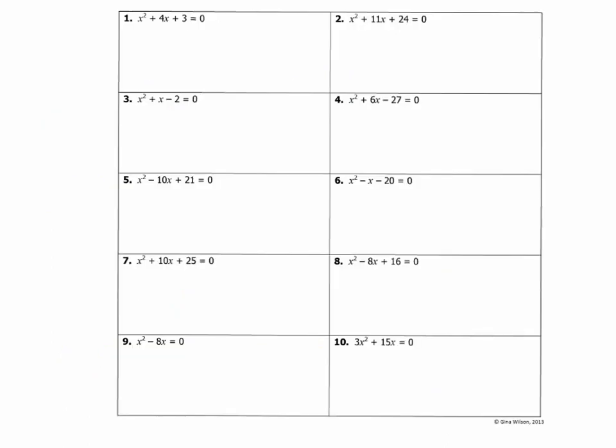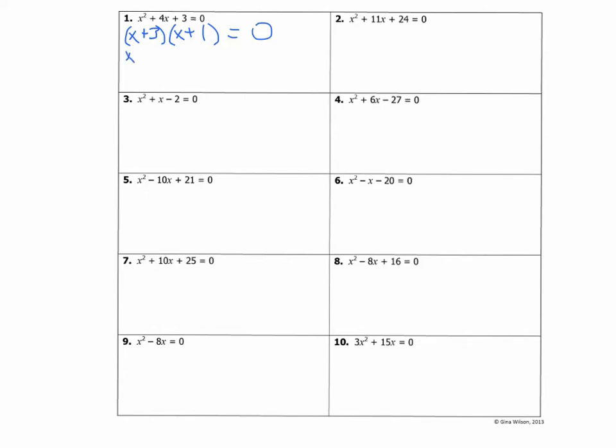All right, now let's do a couple of other examples. Here I've got a quadratic. Notice that they have already set it equal to 0. They've done that for us, okay? So that was step 1, set it equal to 0. Step 2 is factor. So I'm going to factor, and I get x and x. These have to both be plus. Factors of 3 that add up to 4: 3 and 1. So this one factors to x plus 3 times the quantity x plus 1.